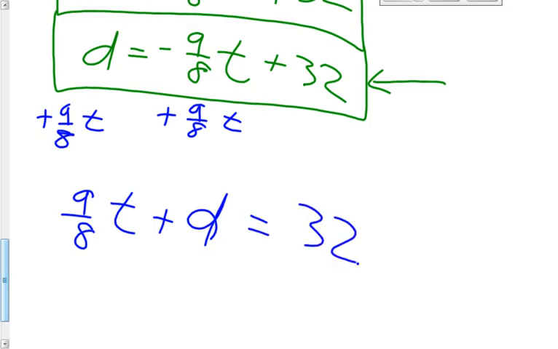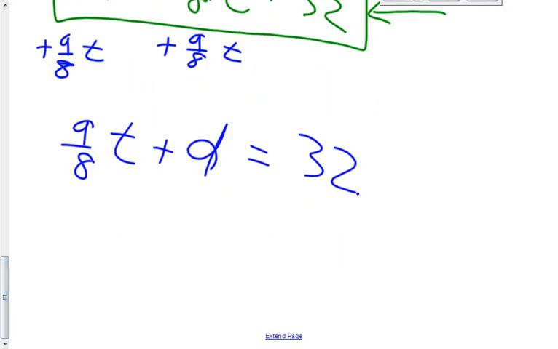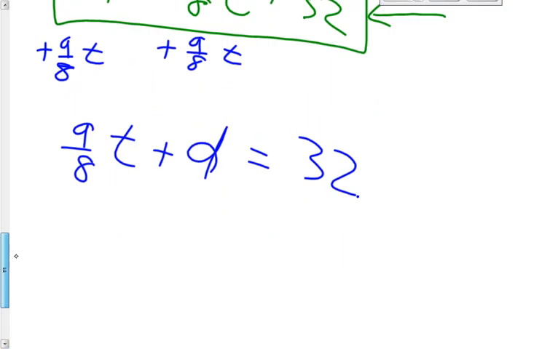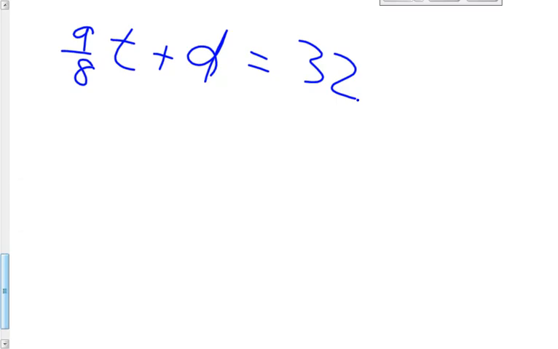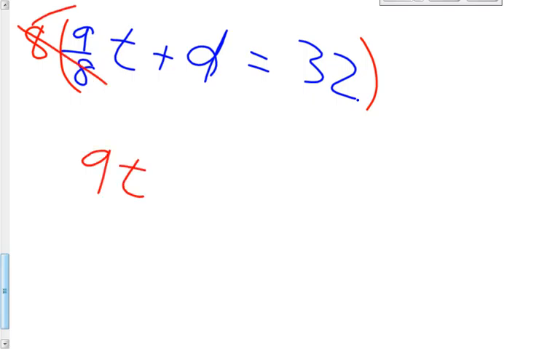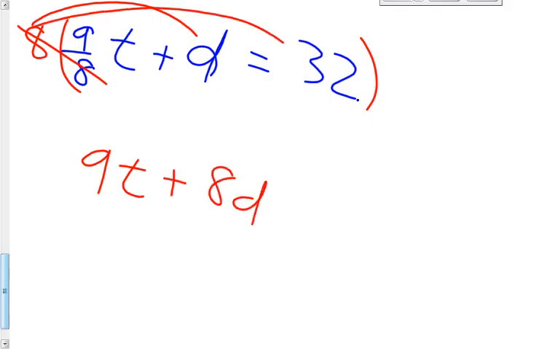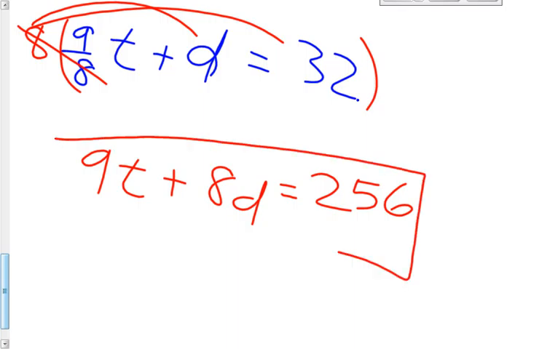Remember, in standard form, we have to have integers as coefficients. Can't have fractions, can't have decimals. So this fraction's got to go. Multiply the whole thing by 8. And that'll take care of this. So then you would just get 9t plus 8d, because 8 times d is 8d, and 8 times 32 is 256. So this would be their answer if they asked for it in standard form.